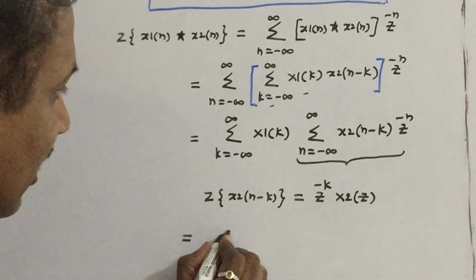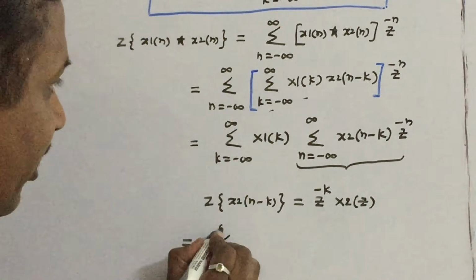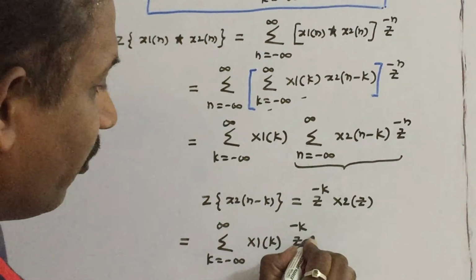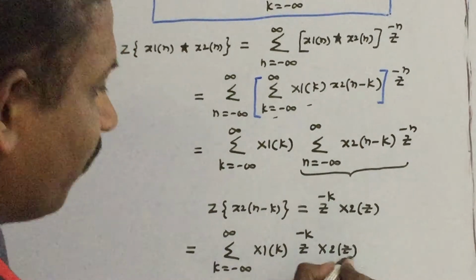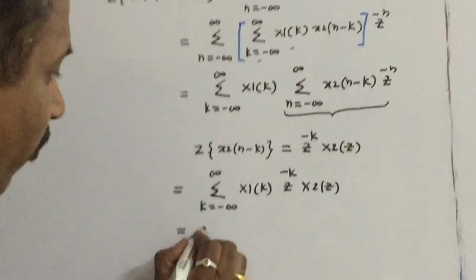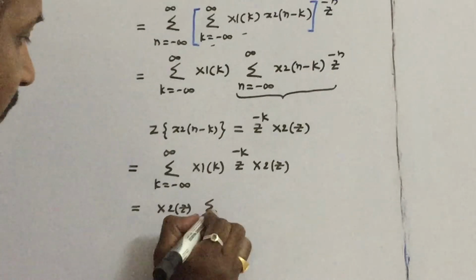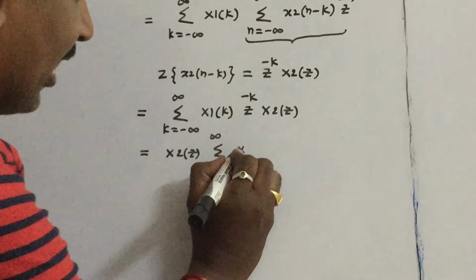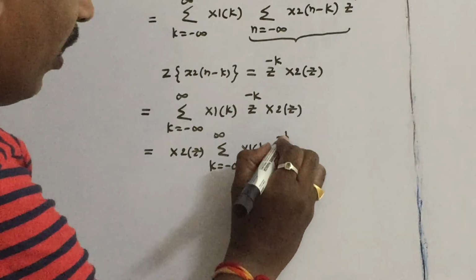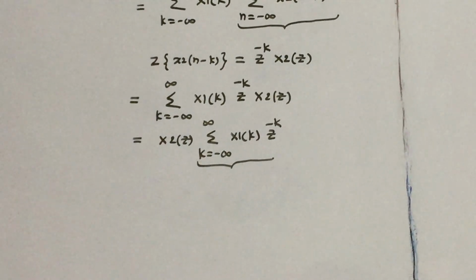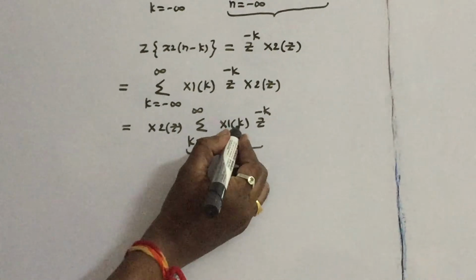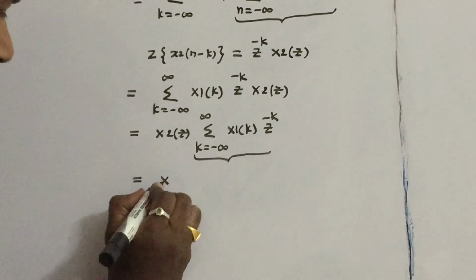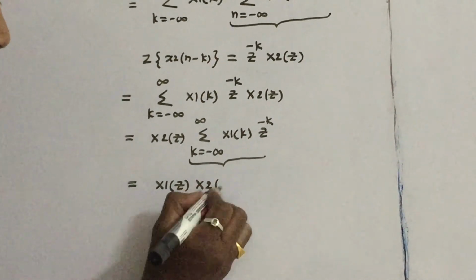Let us substitute this. Summation k equal to minus infinity to infinity x1 of k into z power minus k into X2 of z. You can take X2 of z outside, because it is an independent term. So, summation k equal to minus infinity to infinity x1 of k into z power minus k. What is this? This is the definition of the Z transform of x1 of n, or x1 of k. The answer will come as a function of z, which is written as X1 of z. Therefore X1 of z into X2 of z.